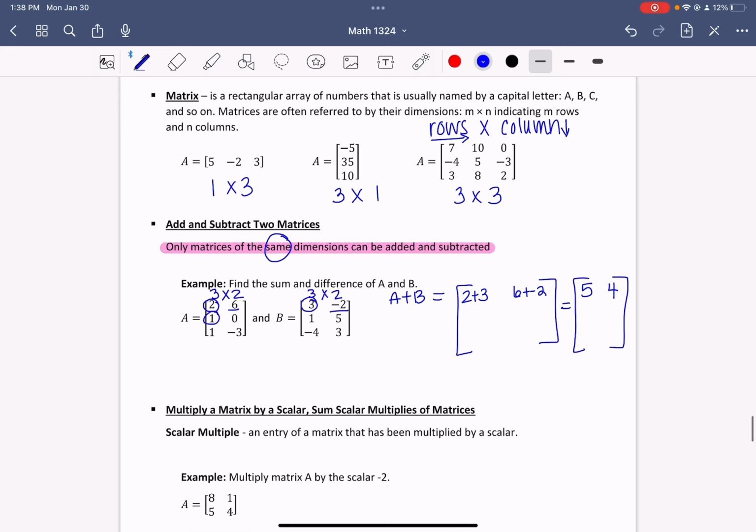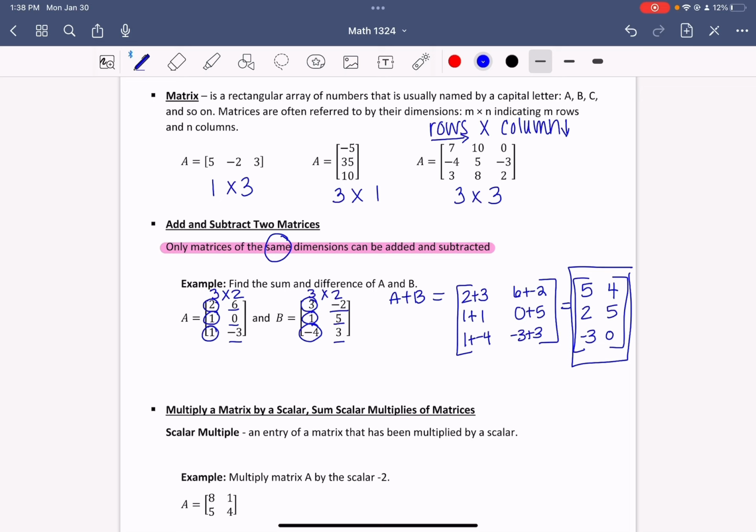So then I'll say 1 plus 1. So 1 plus 1, that gives me a value of 2. 0 and 5. So 0 plus 5 gives me a new entry of 5. 1 and -4. So I'd say 1 plus -4, which gives me -3. -3 and +3. And that gives me 0. So for the addition of A plus B, they have to be the same size. And then your result gives you the same size.